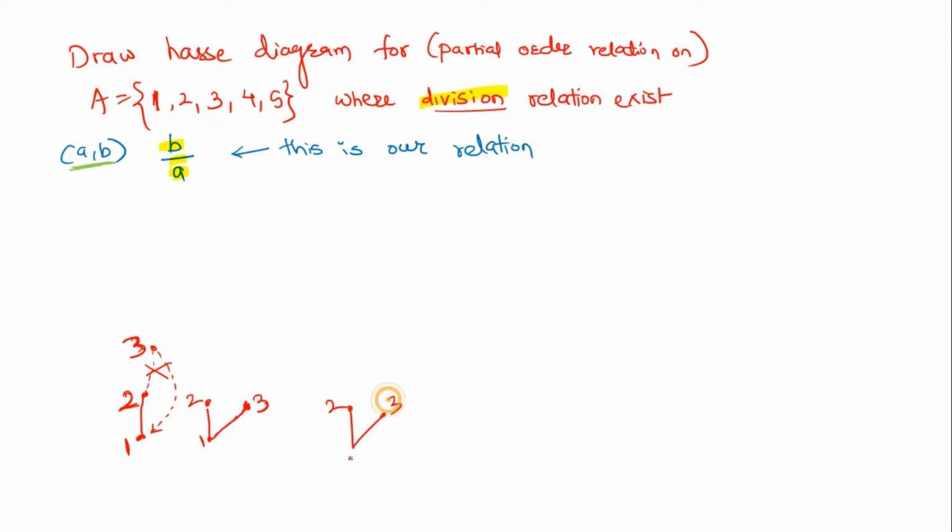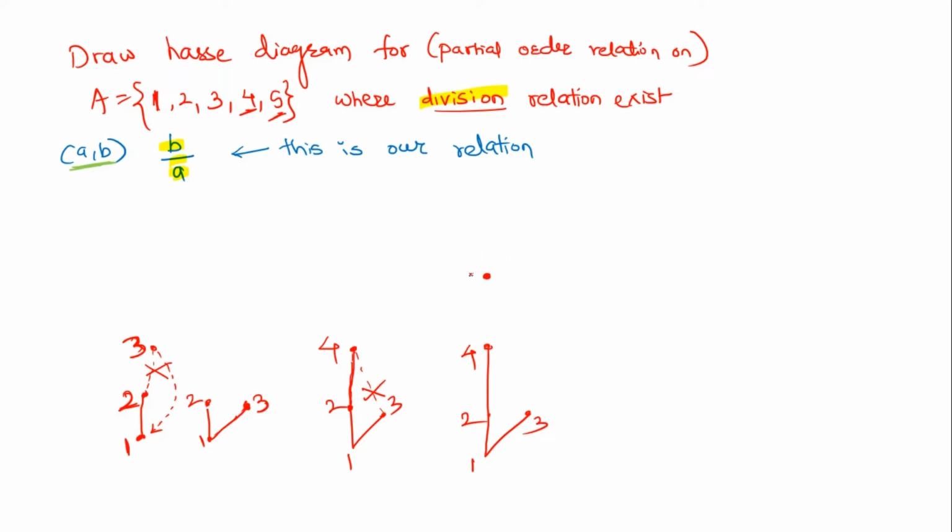The next element is 4. Now we will try to write 4 on the topmost part of your hierarchy. So we will check here whether 4 is divisible by 2. Yes, so this connection exists. Is 4 divisible by 3? No, so this line will not be present. So our diagram till here is this. Now the next element is 5. Our Hasse diagram is this: 1, 2, 3 and 4.